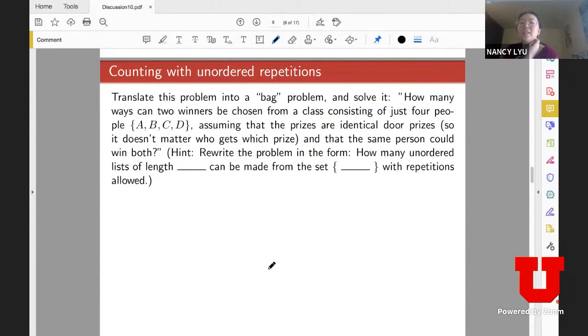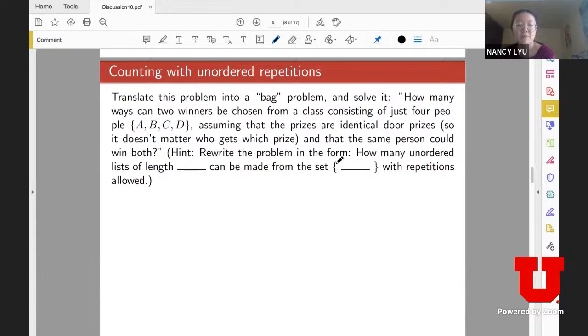Okay. So now let's do a question where the order doesn't matter and we can have repeats. How many ways can 2 winners be chosen from a cast consisting of just 4 people, A, B, C, D, assuming that the prizes are identical door prizes, and that the same person could win both? So the order doesn't matter, and we can have repeats.